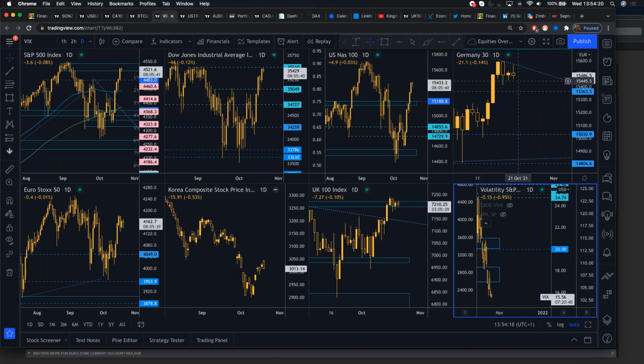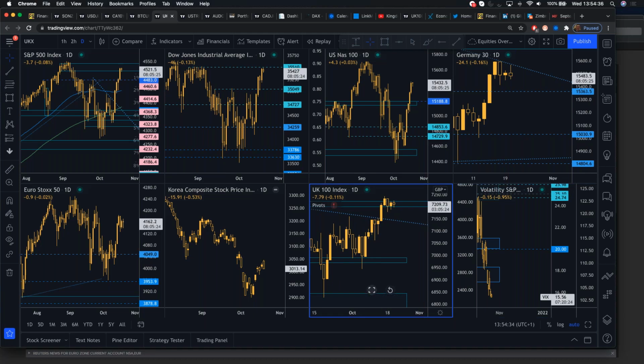And usually if these Harami inside bar patterns work, they tend to be quite aggressive and it's quite an obvious place to enter. The other thing that's against my trade is that the S&P 500 and Dow are right slap bang up at that overhead resistance level. So not a great place to go long.